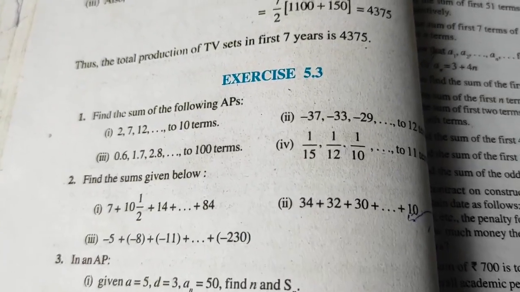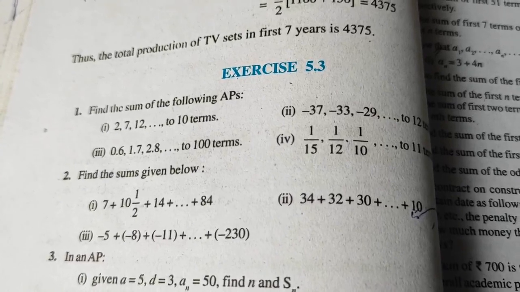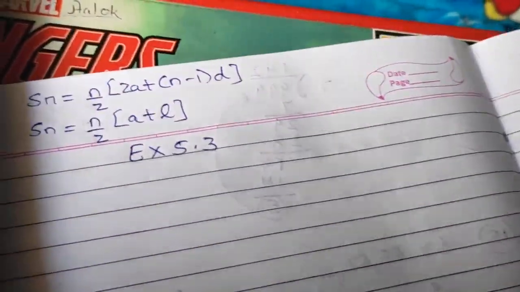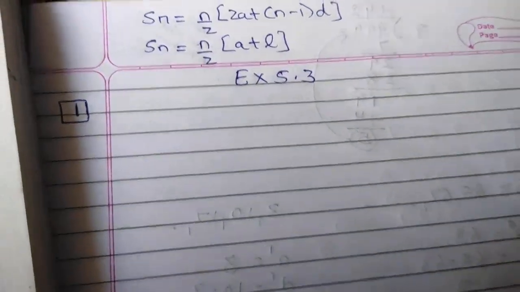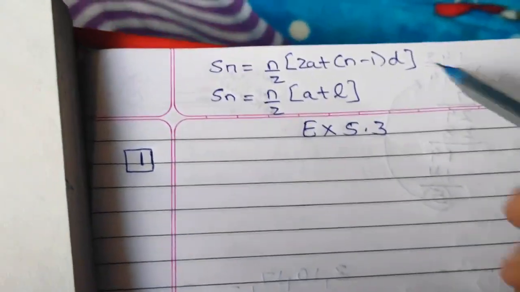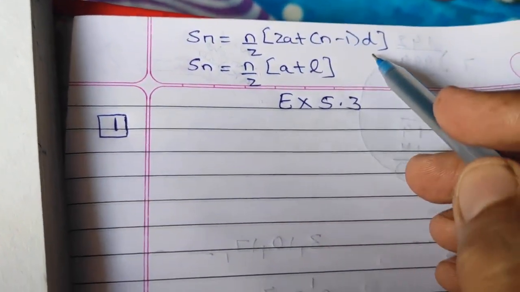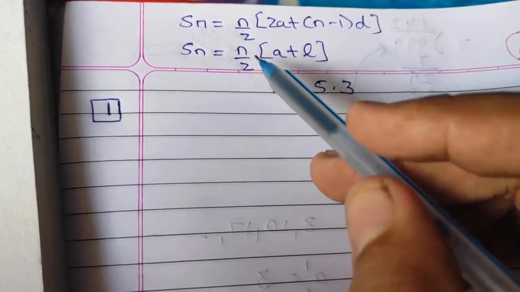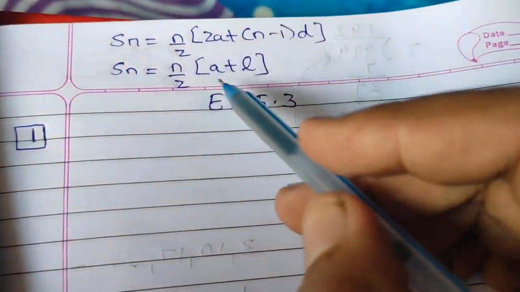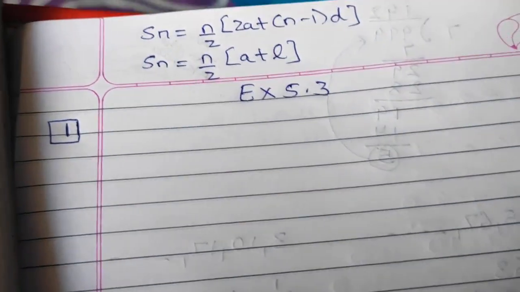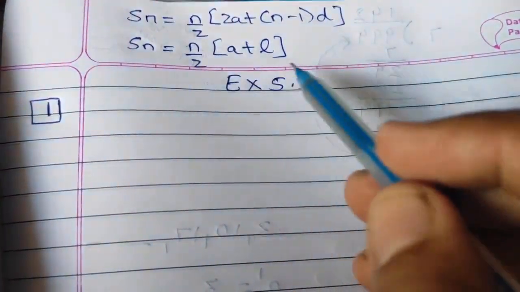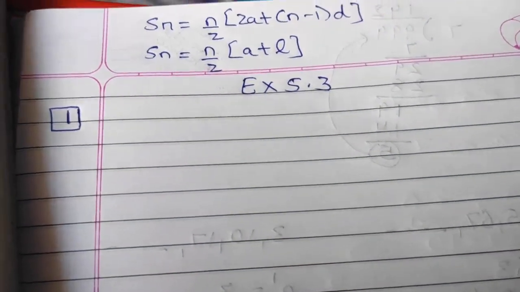In the last video, I explained how to find the formula of Sn, or the derivation of the formula of Sn. I explained the derivation of this formula: Sn equal to n upon 2, 2a plus n minus 1 into d, and Sn equal to n upon 2 into a plus l. So if you haven't seen this video yet, do see it. I am putting the link of this video, in which I have explained the derivation, in the description of this video.